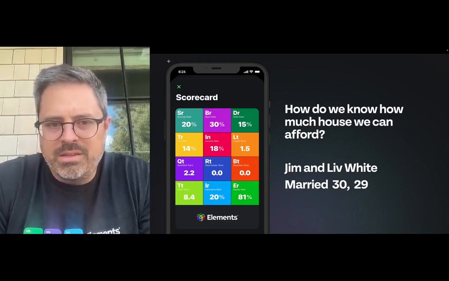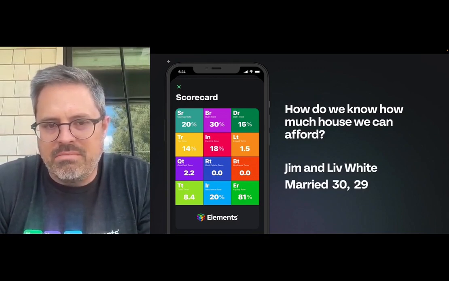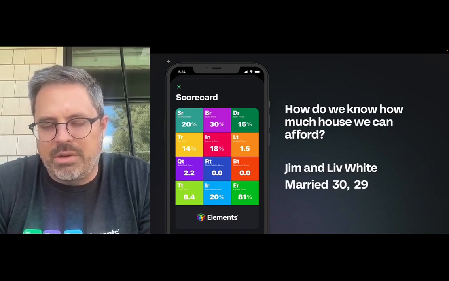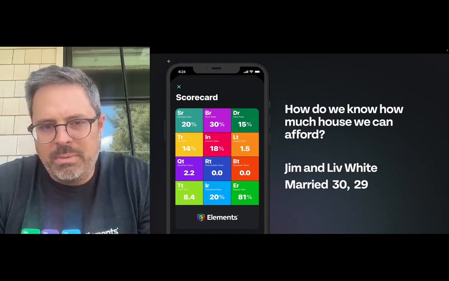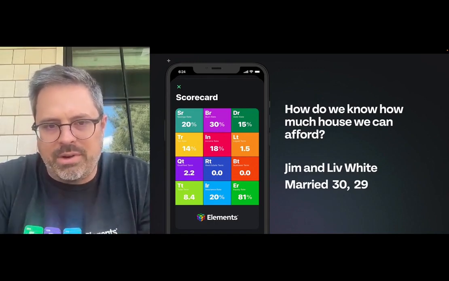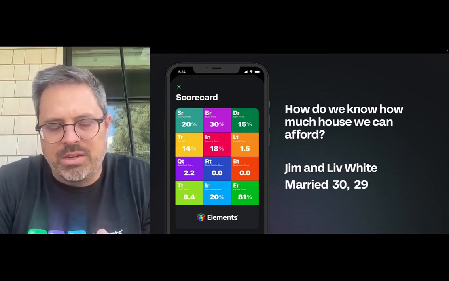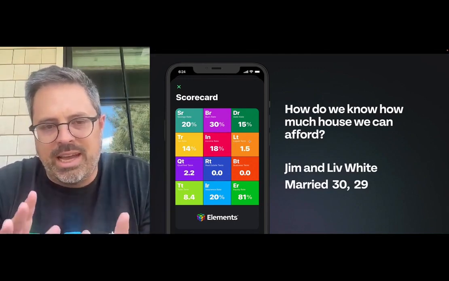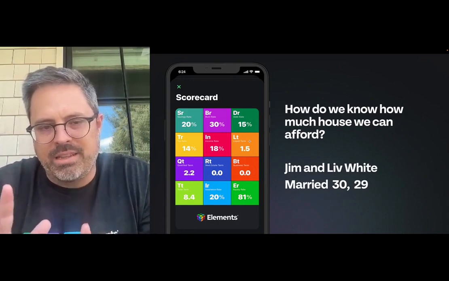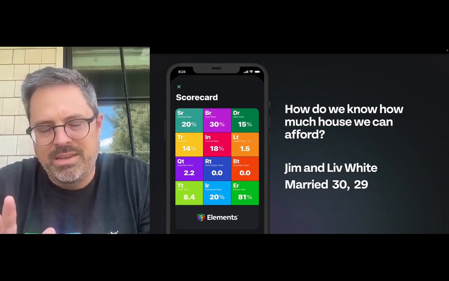So here's the advice I would give anyone listening on how to know how much house you can afford. You have to be really careful that your total debt rate, like you see here in the top right hand corner, you do not want to see that get into the 40s if you can help it.